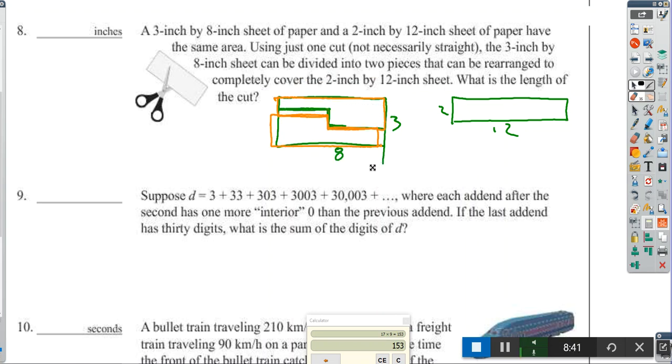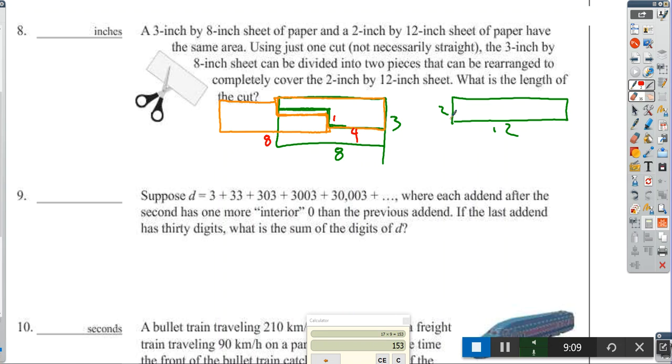So here's my paper that I've cut along this diagonal line. And all I need to do now is shift it like this. And now this length is 4. This length is 8. 4 plus 8 is 12. And I reduced it by 1. All right. So now I have a height of 2.